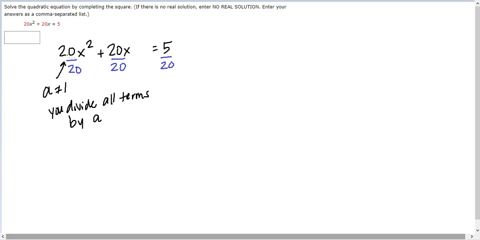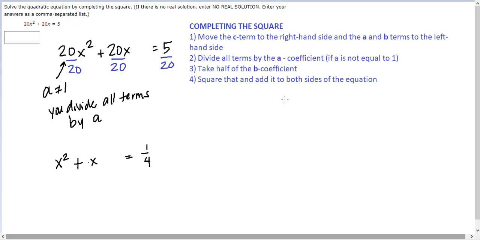So when we divide by 20, 20 divided by 20 makes that become x squared. And also 20x divided by 20 makes that become x. And then over on this side we have 5/20ths, which reduces to 1/4. Alright, so now we take half of the coefficient in front of x. I'm going to add the steps here just so it's clear what we're going to do, and maybe you copy that down as well if you want to know those steps for completing the square.